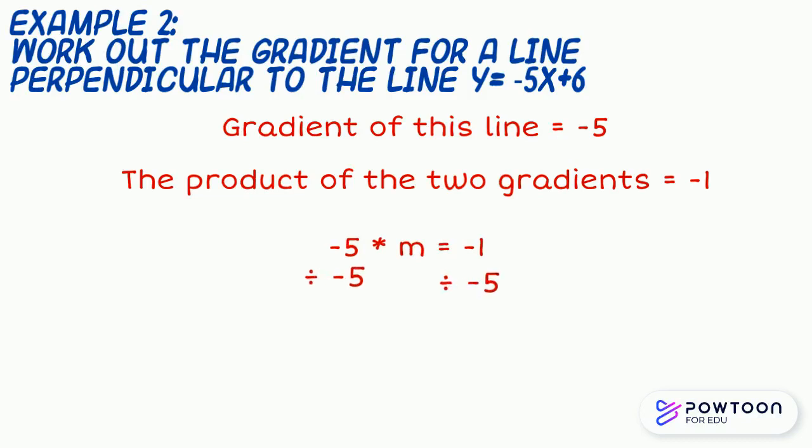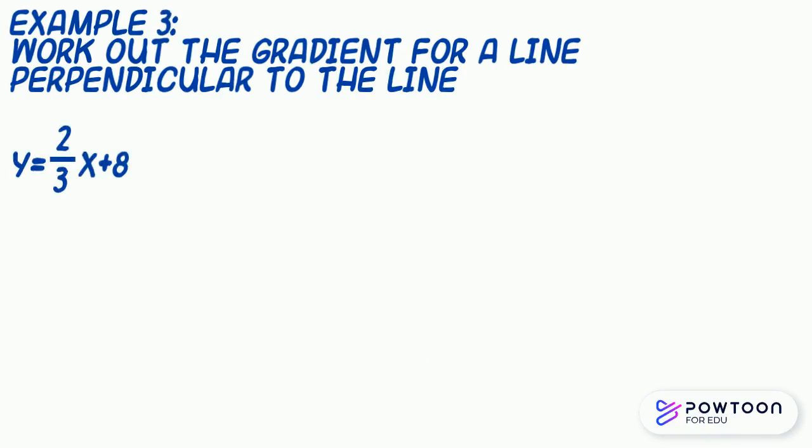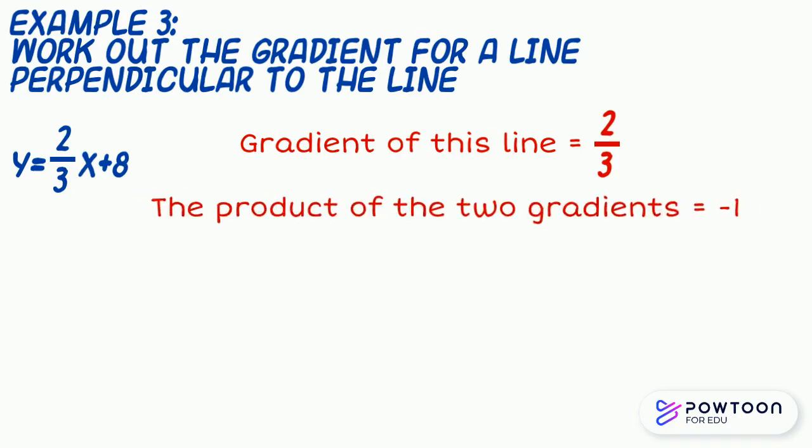We can solve this by dividing by -5 on both sides. And remember that when you do -1 divided by -5, we end up with just a positive number. So the gradient is equal to 1/5. Example 3 is another example of finding a line perpendicular to another line. And this time it's perpendicular to y equals 2/3 x plus 8. So our current line has a gradient of 2/3. We want the gradients to multiply to make -1. So we've got 2/3 times our gradient has to equal -1.